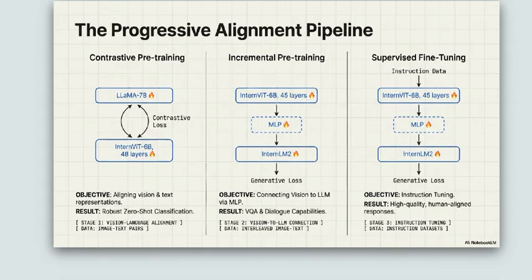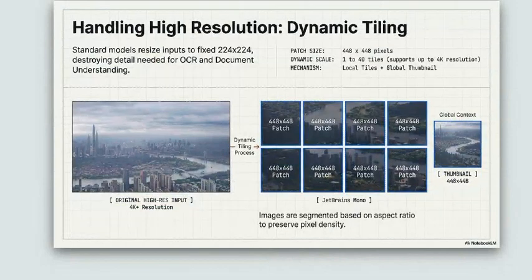Okay, I want to pivot to a practical problem I run into constantly. I use these tools to read documents sometimes. I upload a picture of a receipt or a crowded street sign, and half the time, the AI fails. It misses the small text. It hallucinates numbers. That's the resolution issue, and it's a physical limit of how these models are usually built. Standard models squish every image into a fixed square, usually 224 by 224 pixels. 224 pixels, that's a postage stamp.